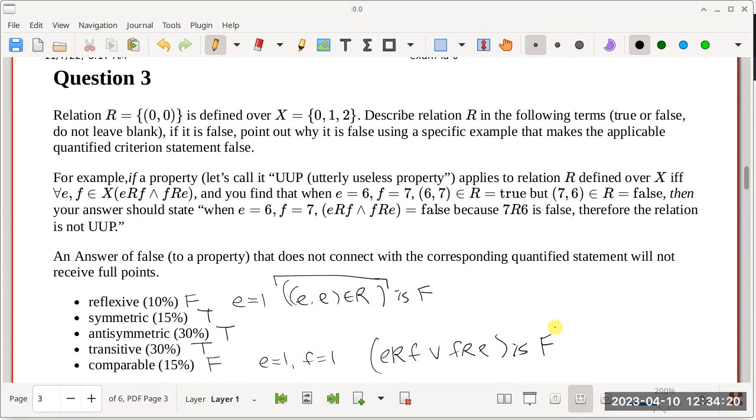Since you said that it has to be reflexive to be comparable, could we theoretically say because it is not reflexive, it cannot be comparable? You cannot use that as an explanation, because the explanation has to connect back to the definition of comparable in this case.